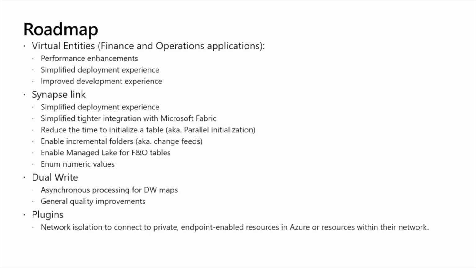On the plugin side, we have new network isolation to connect to private endpoints, and private network enabled resources in Azure and within the network. Basically, it makes it easier to connect with the private Azure world and, by continuation, to the on-premises world. This is, again, great feedback you've given us many times. It's also very much requested for FNO. For now, it's not there. We're bringing the two worlds together anyway.